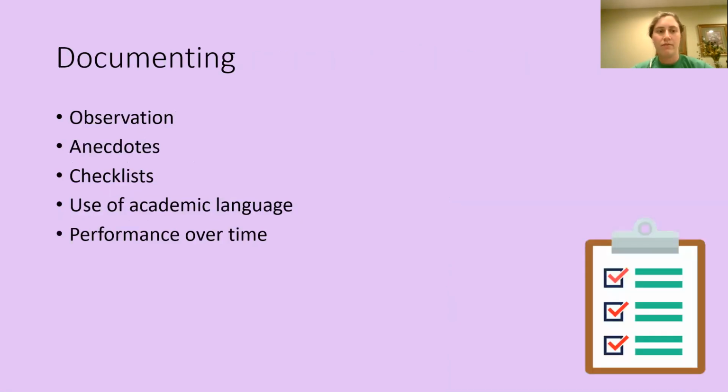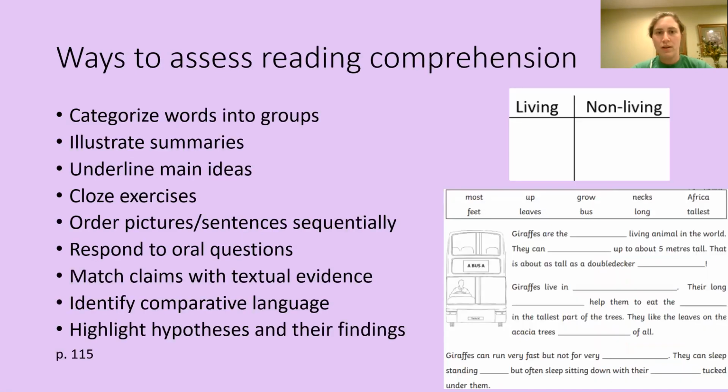So again, for documenting, we can do observations, anecdotes, checklists, look for the use of academic language and use it, and then also track their performance over time. So to assess reading comprehension, we can have students categorize words into groups. So for example, if students were reading about ecosystems and the various components, they could categorize it into living and non-living things, like plants and animals would be living, non-living things would be like water or rocks and minerals.